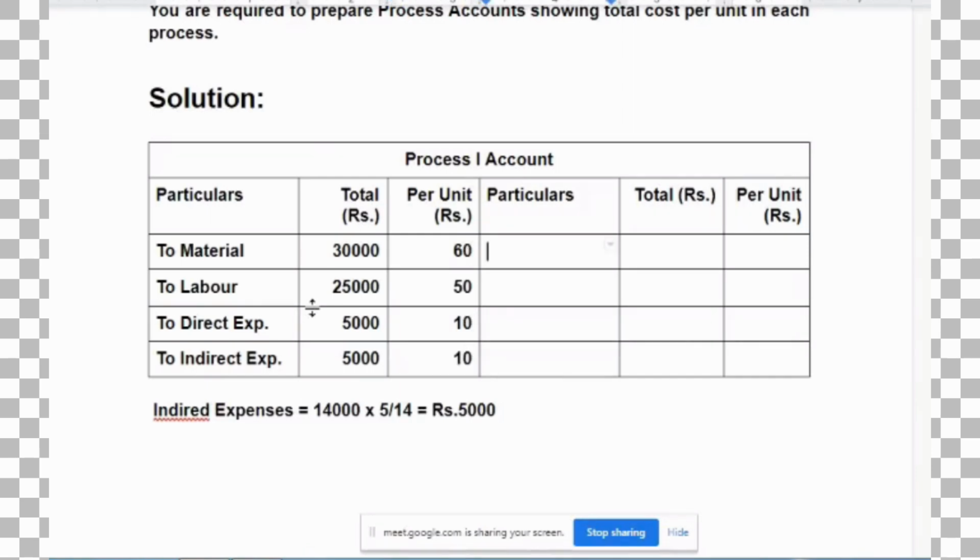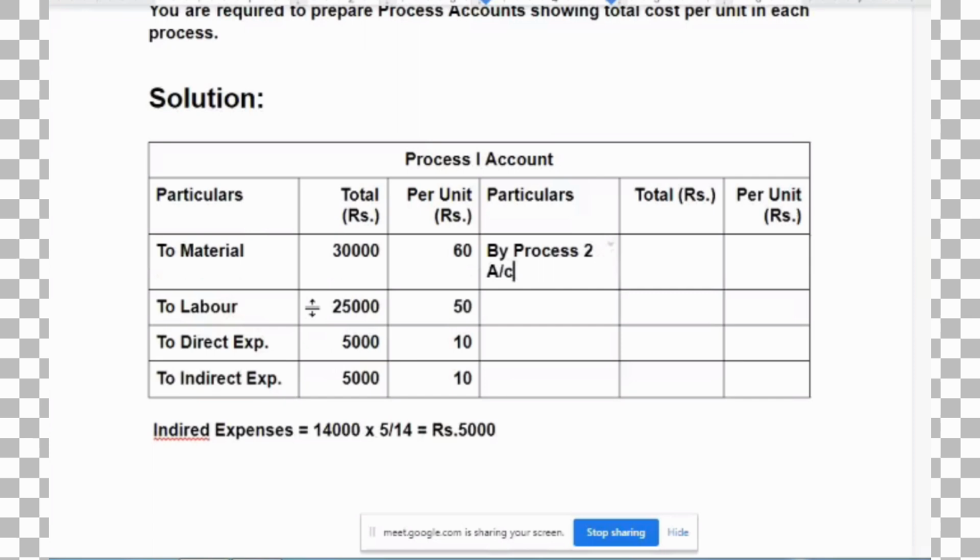Now on the credit side, there is no information given. If any income is there or if any component is reducing the cost, that will be shown on the credit side. કોઈ income હોય તો આપણે credit side બતાવીએ છીએ, પણ એવું કશું છે નહીં. Okay. So at the end, this finished goods will transfer to process 2 account. So here we write by process 2 account, and the total is transferred to the next process.